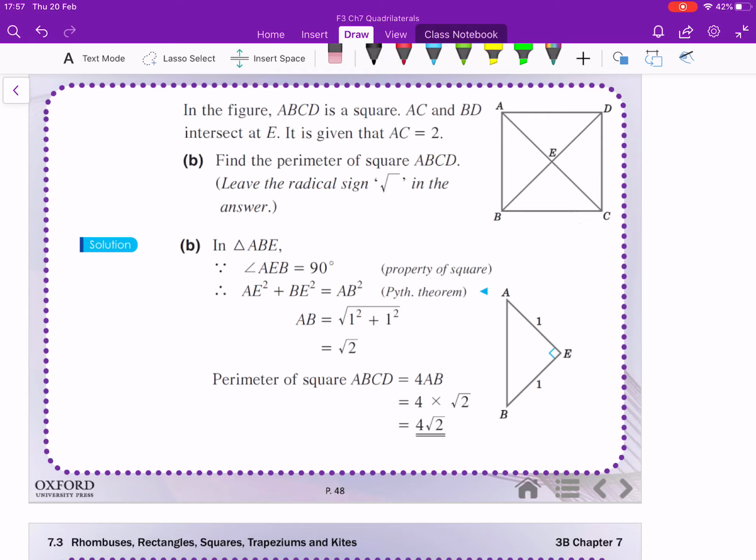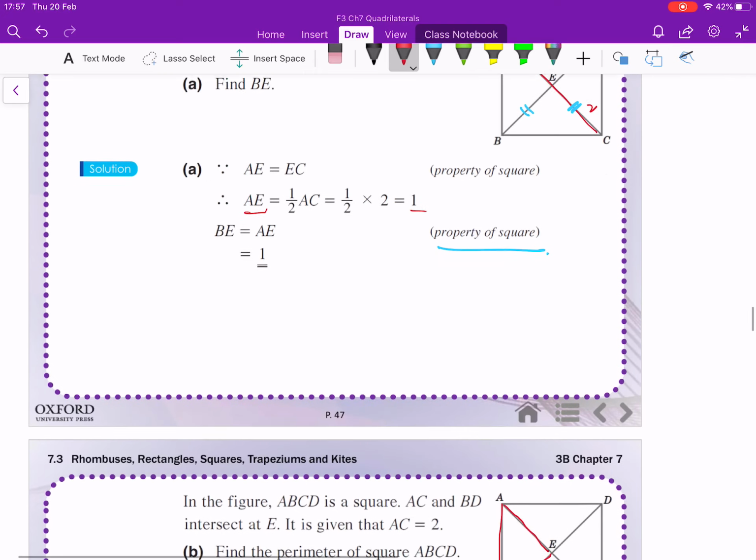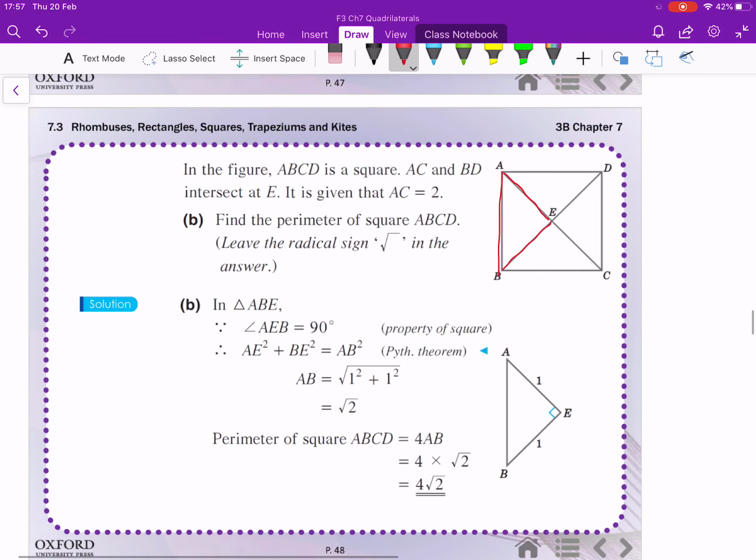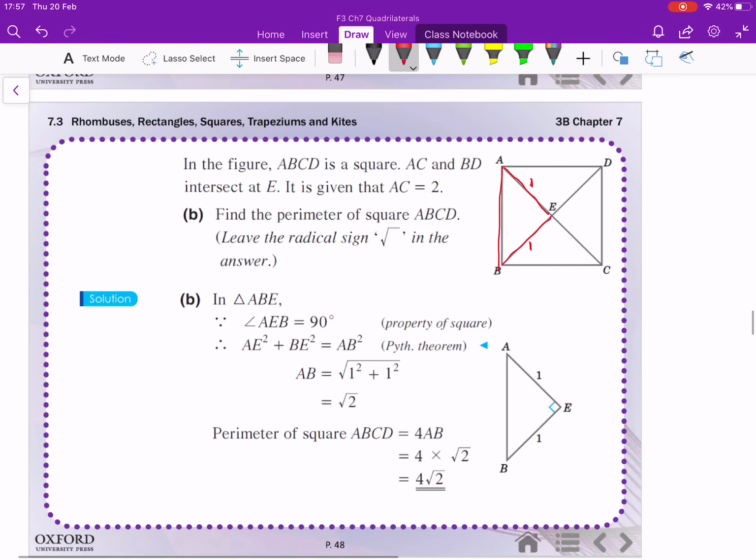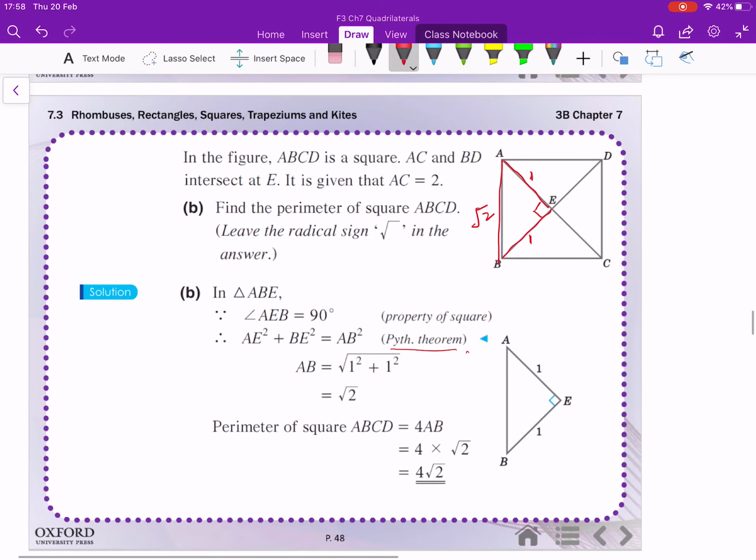I mentioned an example, a solution different from the textbook, never mind. Okay, focus on the textbook. In your textbook, it makes use of this right angle triangle. In part A, we calculated the length of BE and also the length of AE. So this is 1 and this is 1 again. And this is a right angle, property of rectangle or property of square. So make use of this right angle triangle. You can calculate that the length of AB is square root of 2 by Pythagoras theorem here. One length is square root of 2, so the perimeter, 4 equal lengths, is 4 times square root of 2.